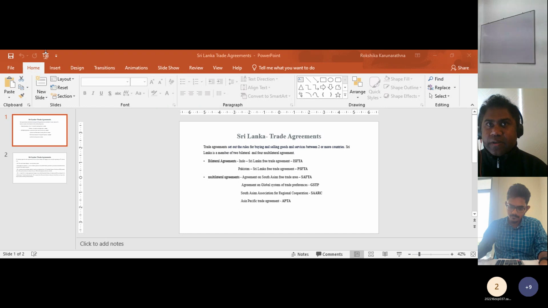Therefore, they are encouraged to outsource the services to low-cost labor countries. Therefore, when it comes to the UK, I didn't see any labor agreement entered into with Sri Lanka. Okay, right. So good. Thank you.